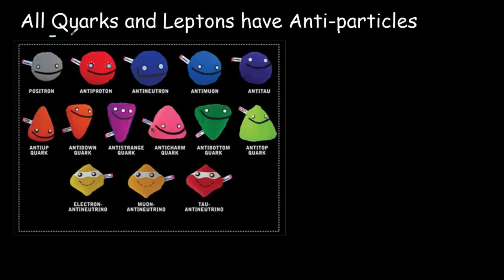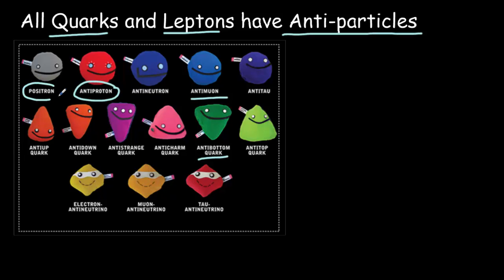Now, all of the quarks and all of the leptons have antiparticles. So I said that sometimes you consider there to be 12 quarks. Well, that's because every quark has an antiquark. So that would make 6 times 2 equals 12. So there's anti-muons and anti-bottom quarks, etc. You can even have an antiproton, which would be composed of 2 anti-up quarks and an anti-down quark.